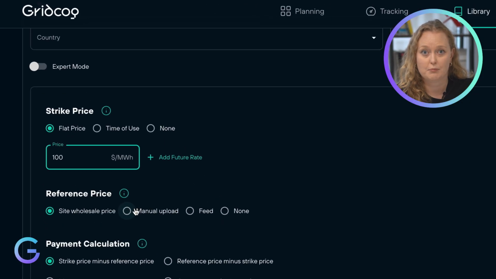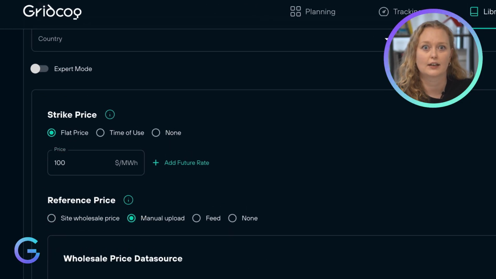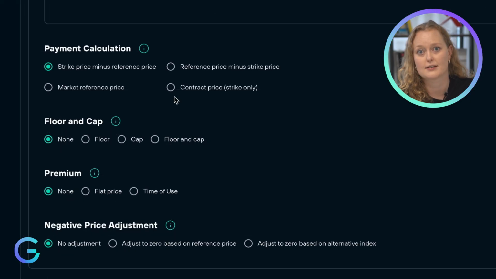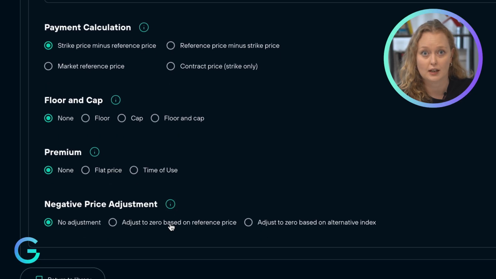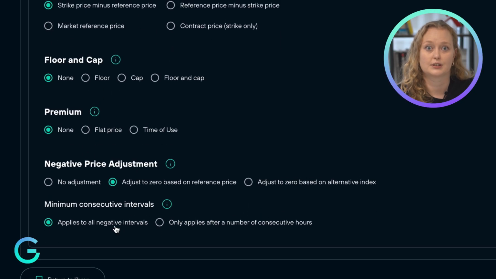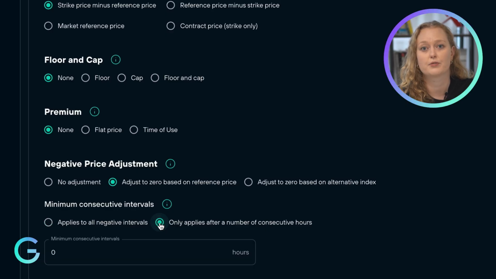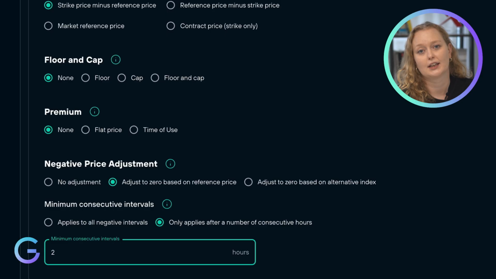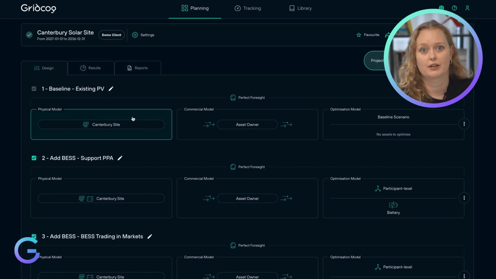Users can define strike prices, market reference prices, including if these are not direct wholesale prices such as market value solar in Germany. Negative price adjustment clauses can also be modelled, including setting the minimum number of negative price intervals that must occur before the contract knocks out. Let's take a look at an example solar site in Canterbury, looking at adding a battery to its site.